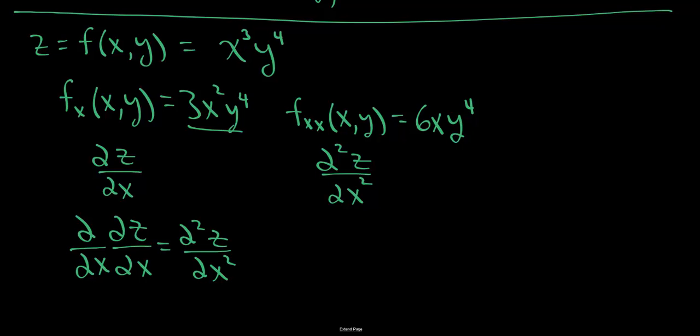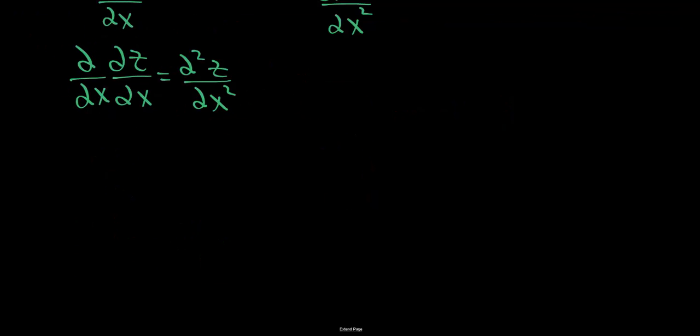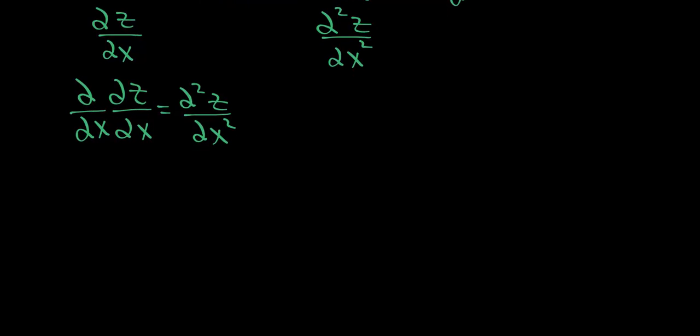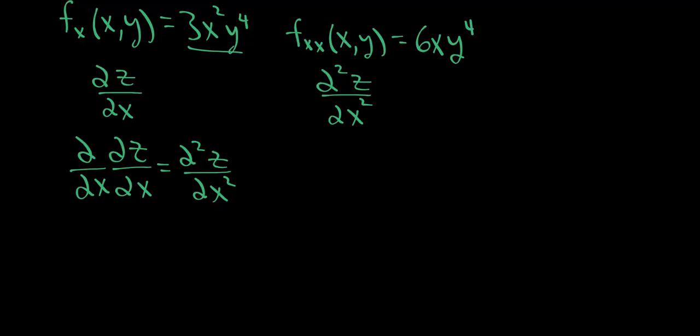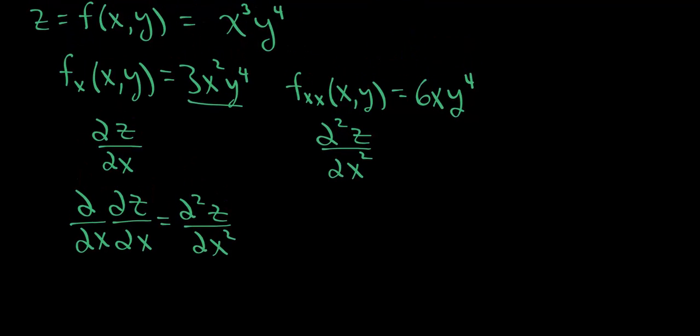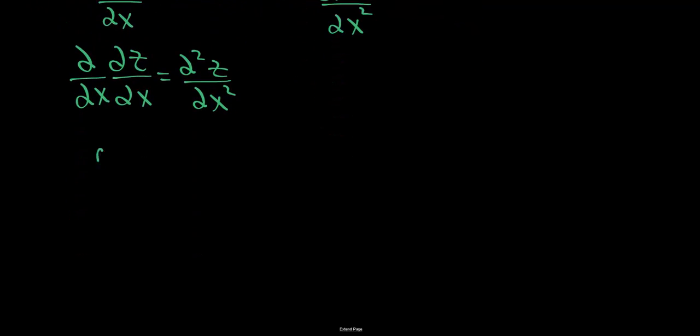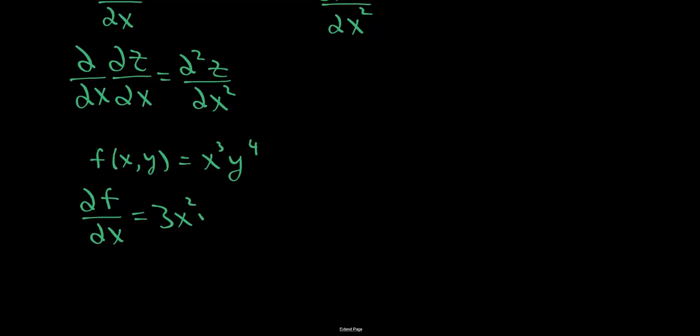Now, because we have two variables, we could do what's called mixed partials. So let's go back, and we've got our function here. It's x cubed y to the 4th. So we have f of xy equals x cubed y to the 4th. And now I want to do this. Once again, I'll take the first partial. So I've got partial f with respect to x, and that's 3x squared y to the 4th.